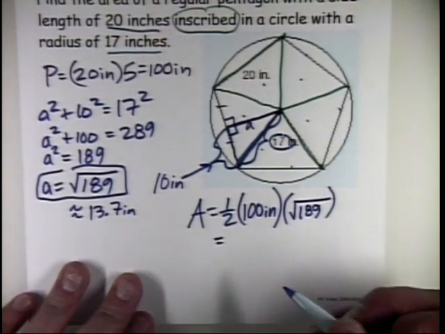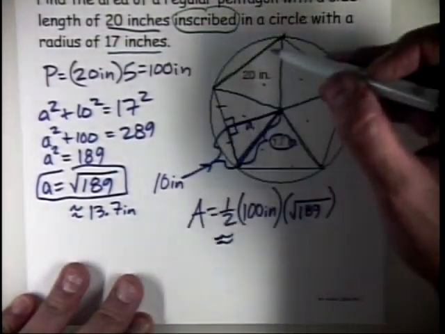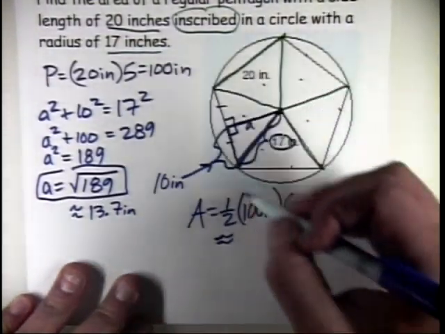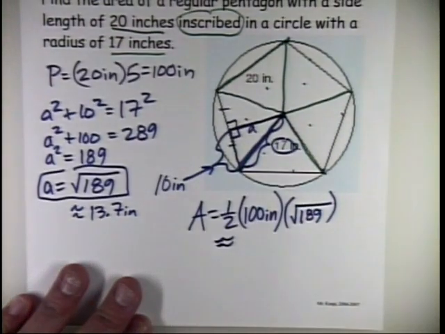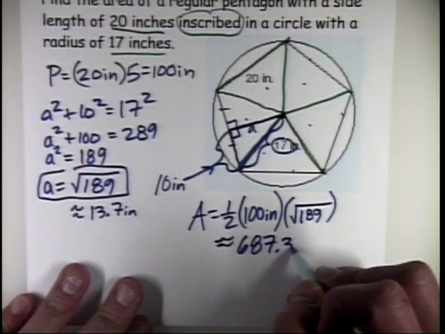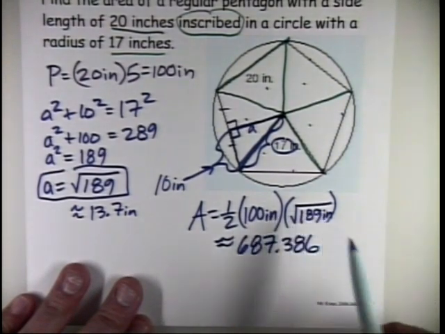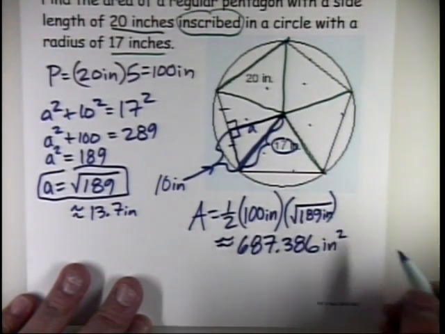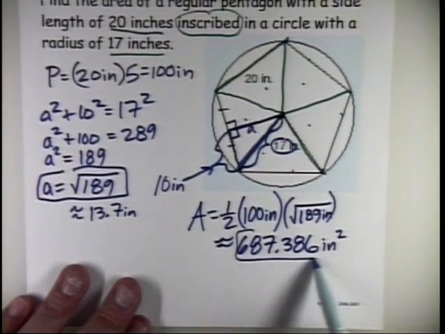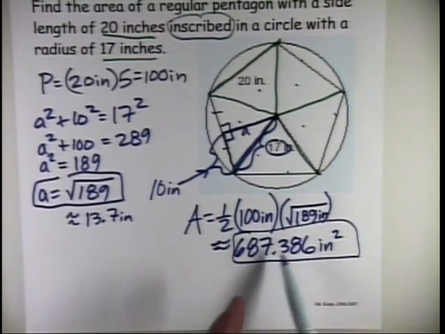So now if you have a calculator, you can punch this in and you'll get that the area of the regular pentagon with a side length of 20 inches inscribed in the circle with the radius of 17 is approximately 687.386. And if this was in inches, I forgot to include it, inches times inches is inches squared or square inches. So now if you wanted to carpet that little bitty pentagon, you would tell the carpet layers that you need enough to cover that much square inches. Okay? That'll look pretty nice if we carpet it.